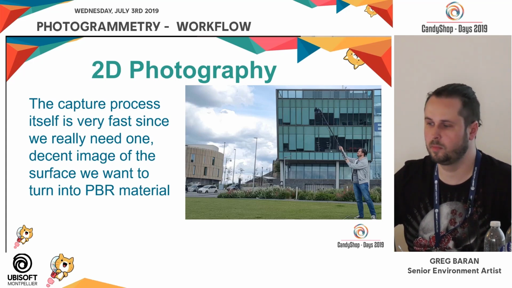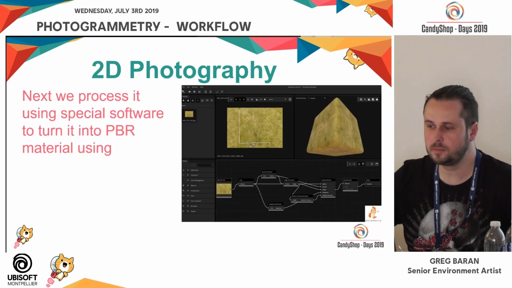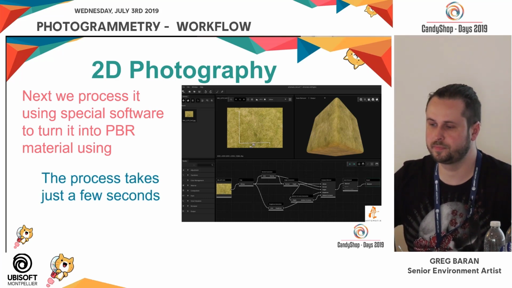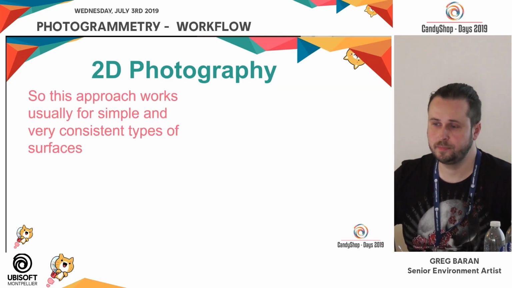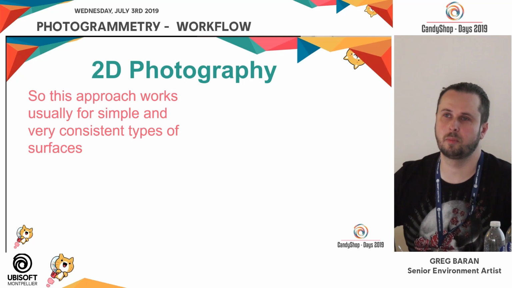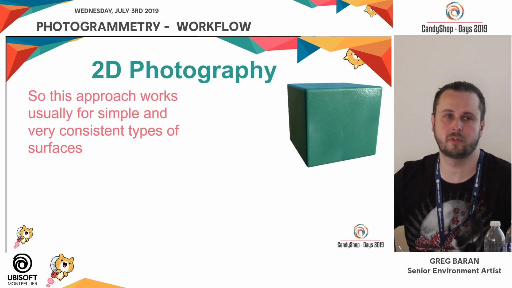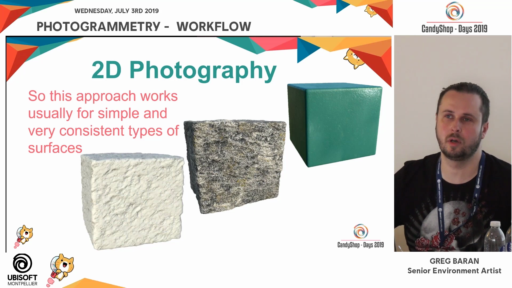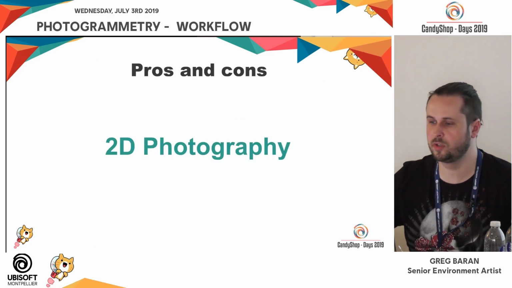This is an example. I captured a piece of grass using my monopod and a camera. This is the image I took. I processed that image using Artomatics, and I received, in a few seconds, a pretty nice texture. But this approach is unpredictable, and it works only for really simple types of surfaces. So, for example, when we've got a white rock on the ground, that software usually thinks that the rock is higher than something which is darker, and it's very glitchy.